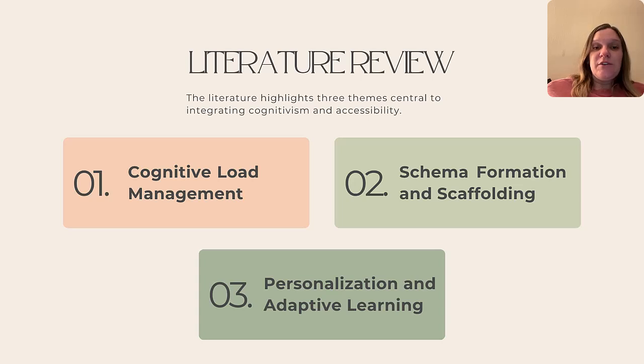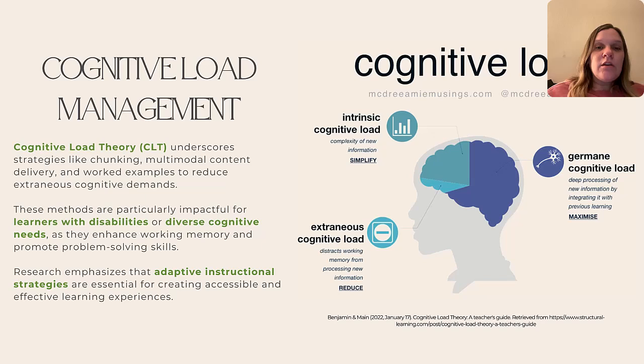Literature review. The literature highlights three themes central to integrating cognitivism and accessibility. They are cognitive load management, schema formation and scaffolding, and personalization and adaptive learning. Let's break these down. Cognitive load management.